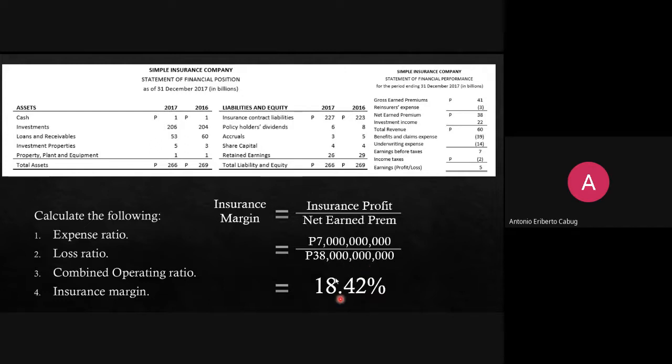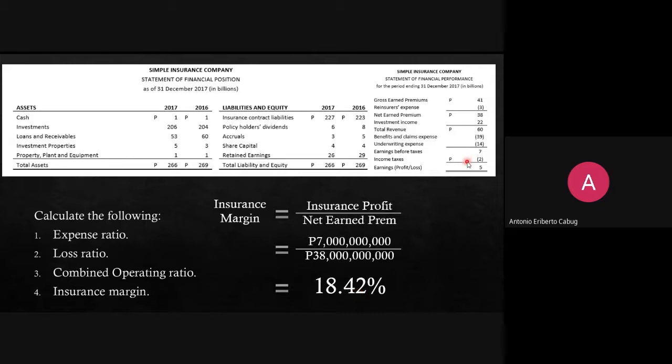You have to compare the insurance margin with those of other insurance companies. So, kumusta yung ibang company? How are the other companies? Okay? Compare the insurance margin of our insurance company with that of other insurance companies. Then there you go. You may evaluate the relative profitability of our insurance company. We call this the insurance margin.